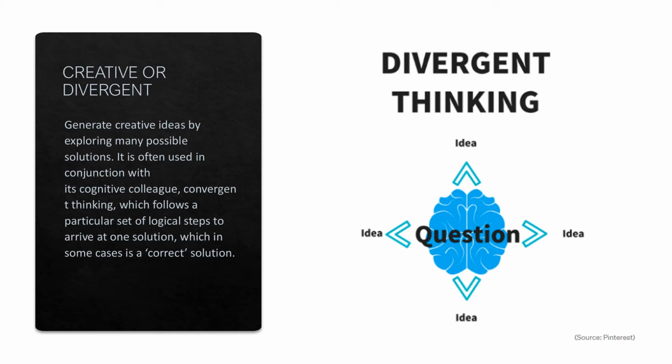So coming from the question itself, the problem, we ask the students to come up with ideas through Socratic seminars, for example, brainstorming ideas, collaboration. So this creative or divergent thinking is creative ideas by exploring many possible solutions. At the end, we look for the correct solution, but it's the process that is different.